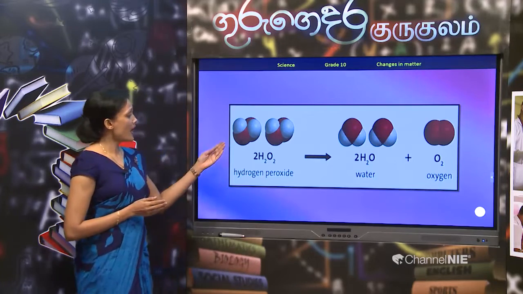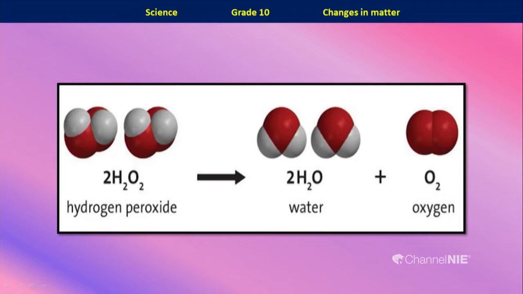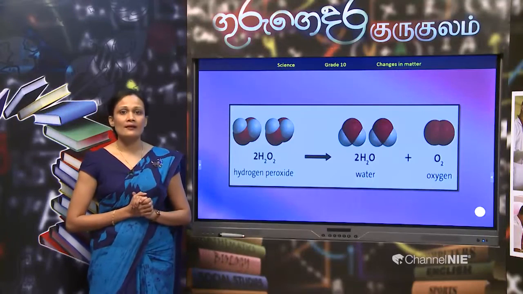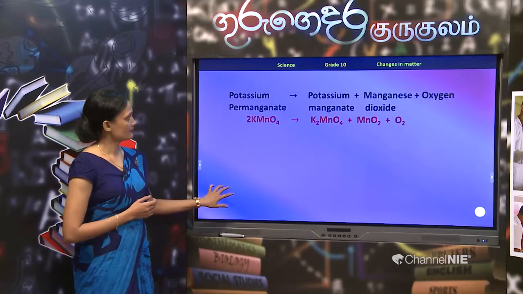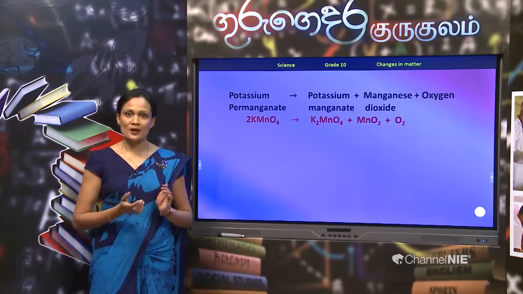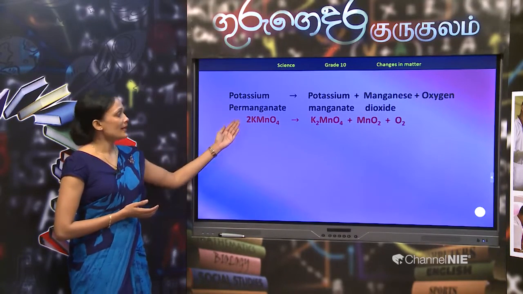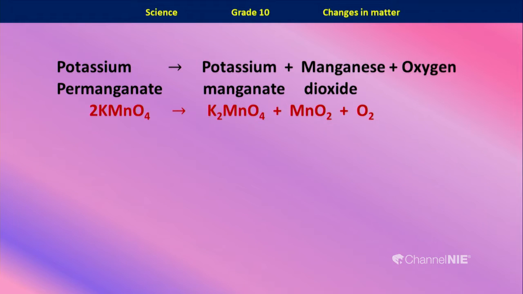Look at this. Hydrogen peroxide. It reacts and forms water and oxygen. A single reactant is converted into a number of products. That means decomposition of hydrogen peroxide. It belongs to the decomposition reactions. Now I am going to explain some other examples relevant to this type of chemical reactions. Heating potassium permanganate. So we discussed that one. When heating potassium permanganate, it produces potassium manganate, manganese dioxide and oxygen gas. That means a single compound is converted into a number of products.